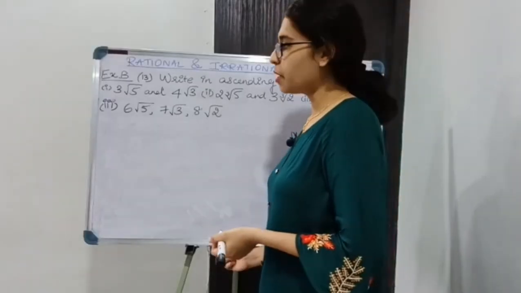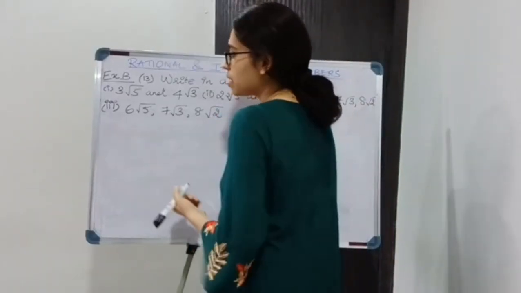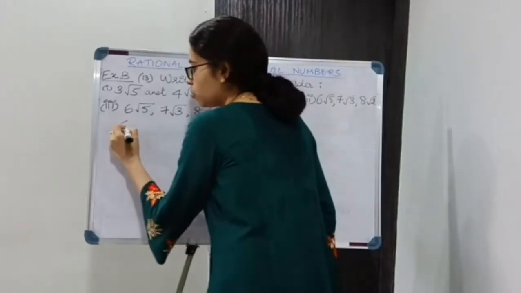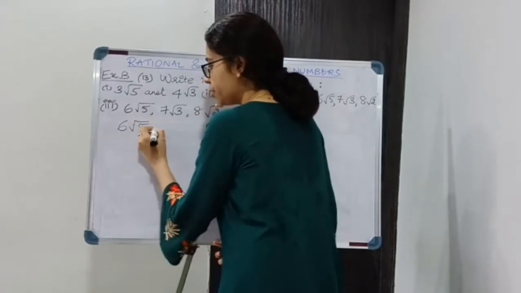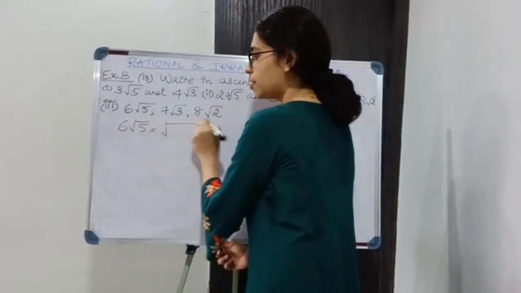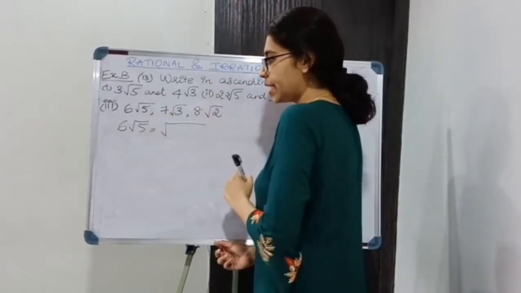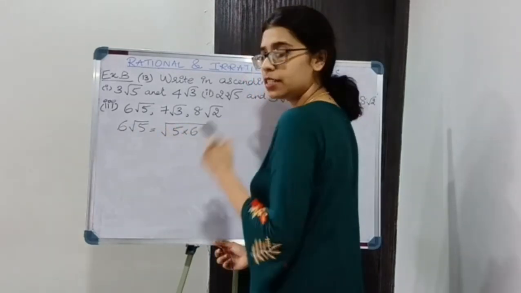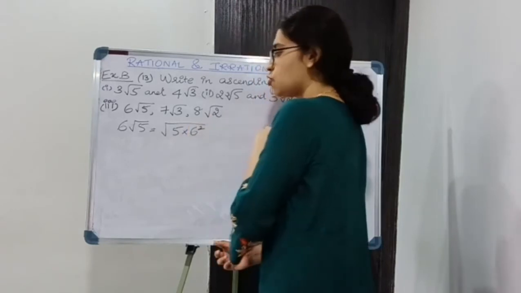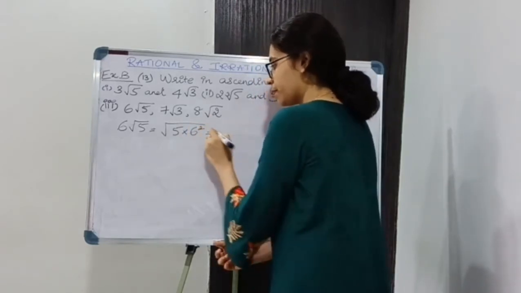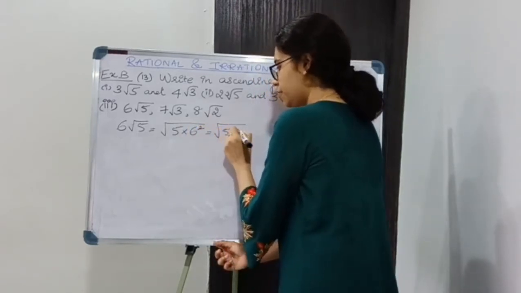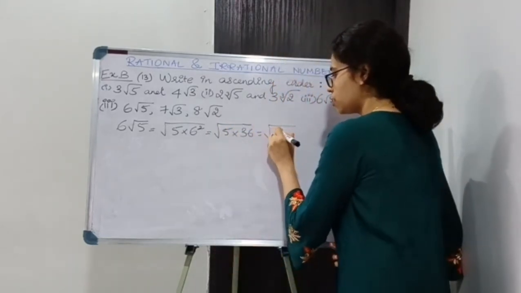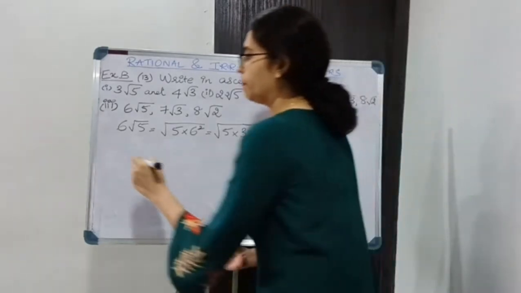Moving on to the last part of the question. The numbers are 6 root 5, 7 root 3 and 8 root 2. We'll write down the number first, that is 6 root 5. First step is to take the number inside the root. So I'll shift it inside. Immediate second step is changing its power. Now I'll solve it. So I'll get 5 into 36, which gives 180.